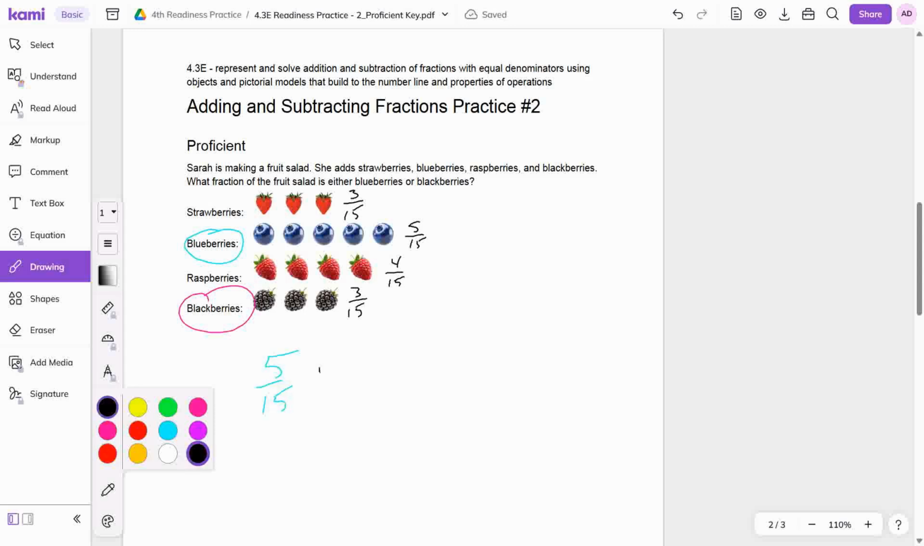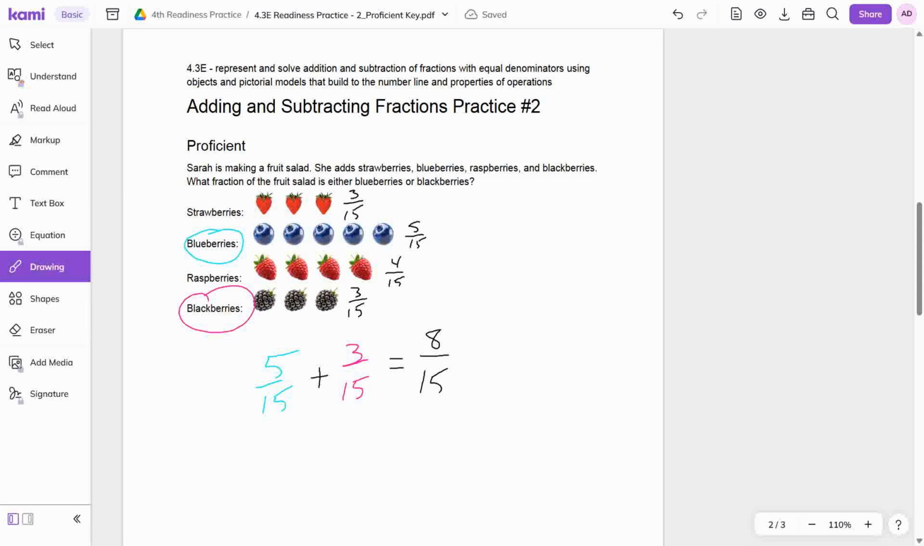What we should be noticing is if we're adding fractions, we can only add fractions if the denominators are equal. Sometimes you'll have to add fractions that have unequal denominators. You have to change into equivalent fractions to find equal denominators before you can do that. So if I have 5/15 and 3/15, that is going to make a total of 8/15, because 8 out of these 15 parts are either blueberry or blackberry. And when you have that "or," that means you're going to add those two together.